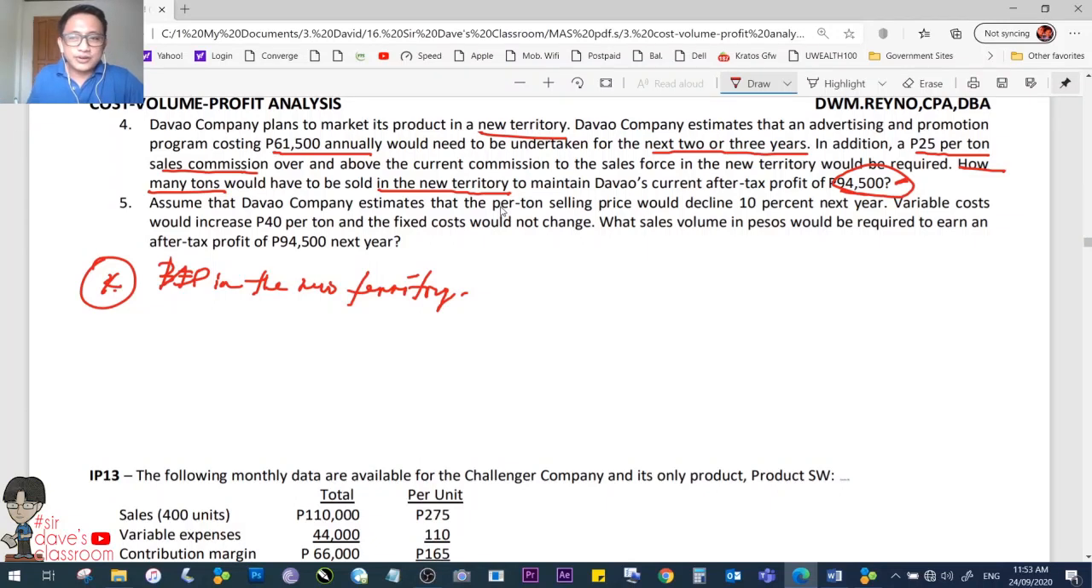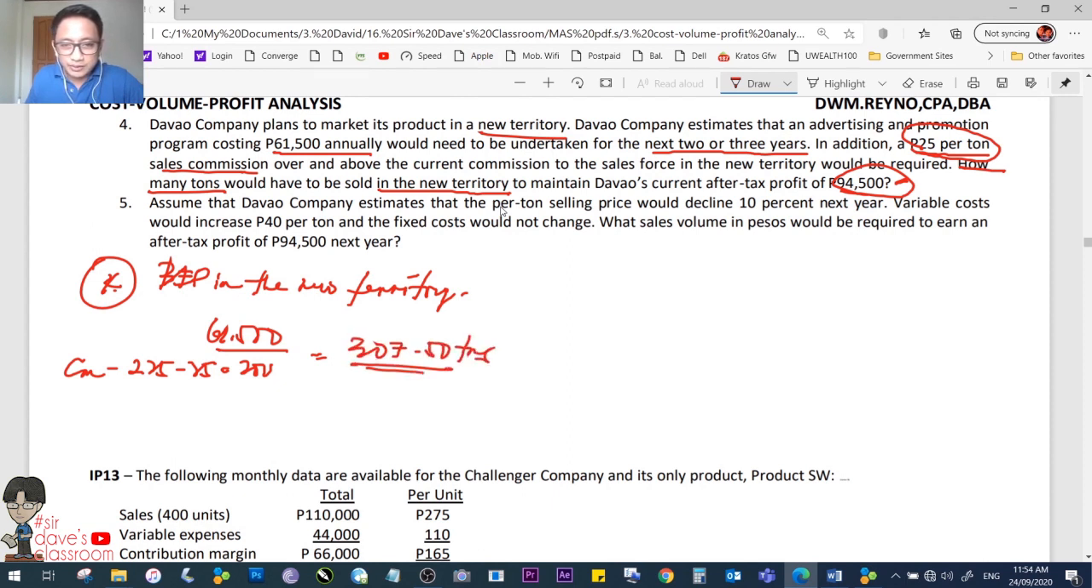Very simple. The fixed cost, consider only the fixed cost of the new territory. The fixed cost there is 61,500. Okay? Divided by the contribution margin also in the new territory alone. It says here, there is an additional 25 pesos per ton. Okay? Sales commission, that is variable cost. An increase in the variable cost is tantamount to a decrease in the contribution margin without any change in the selling price. Therefore, the CM of 225 originally less 25, you have here 200. 61,500 divided by 200, final answer, 307.50 units in number of tons.